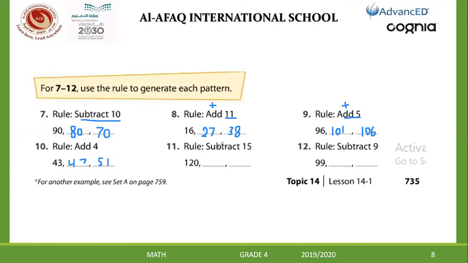Number 11 here, we are going to subtract 15. If you take away 15 from 120, it will be 105. Take another 15 from 105, of course, it will be 90. Last one here, we are going to subtract, take away 9. Take away 9 from 99 will be 90. And take away 9 from 90 will be 81. Thank you so much.